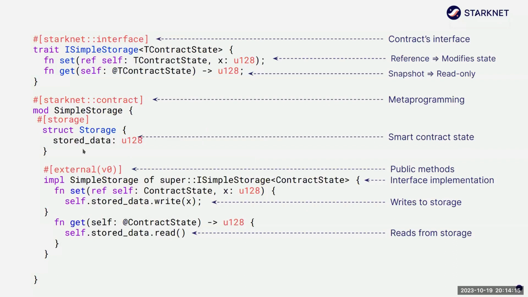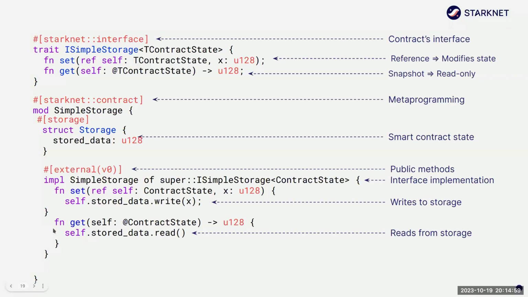So here we are defining storage, the state of the contract, and here we have stored data, which is an unsigned integer, u128. Then we have public methods, external functions, where we are implementing the trait that we defined here initially. So in implementing set, we are mutating state. You pass in the contract state, which means this storage state here, then the parameter it is expecting, and you reference self.stored_data.write and then pass in the parameter. So you're writing to storage in this case.